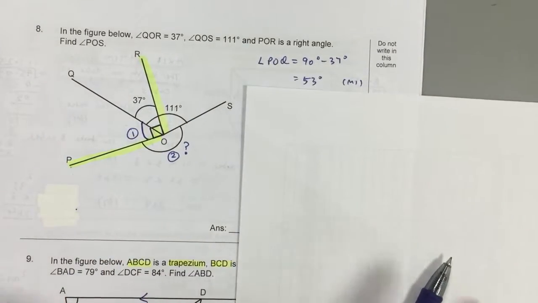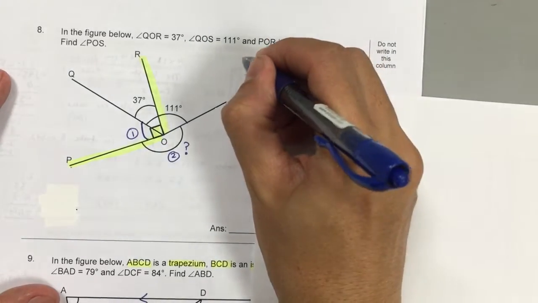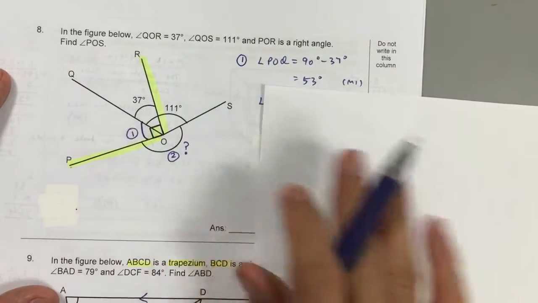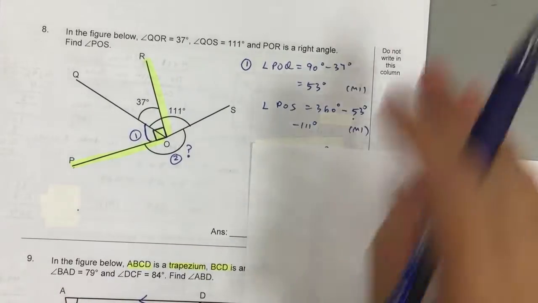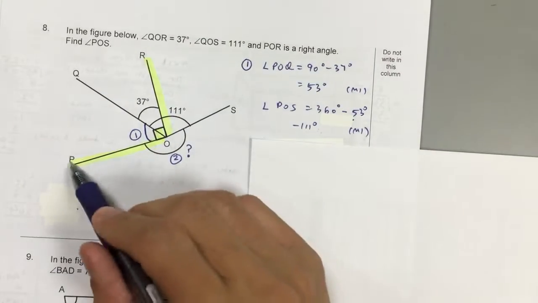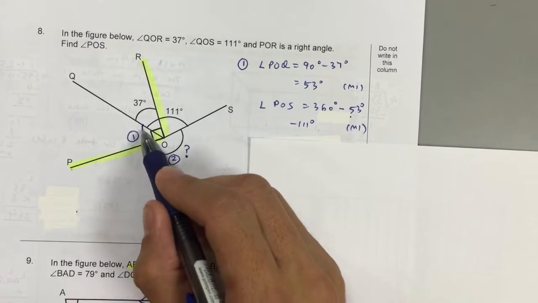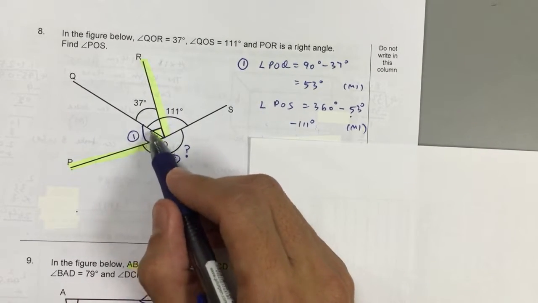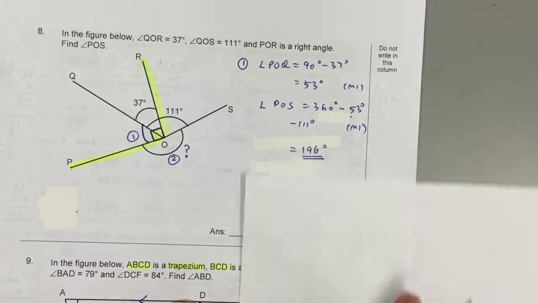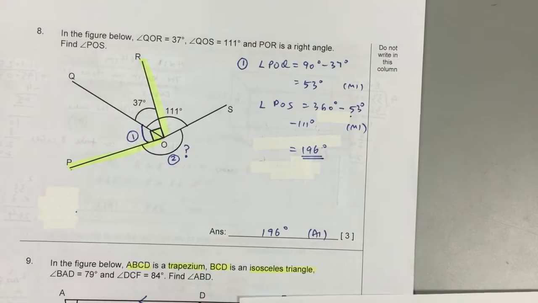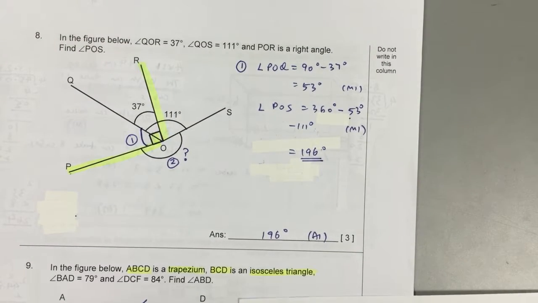So therefore, angle POQ, step 1, is given by 90 subtract 37, that is 53. So therefore, I use angles at a point. Angle POS is given by 360 degrees, subtract 53, subtract 111. Use your calculator, I will get 196 degrees as my answer. Next question.